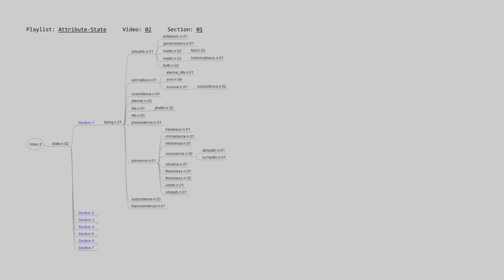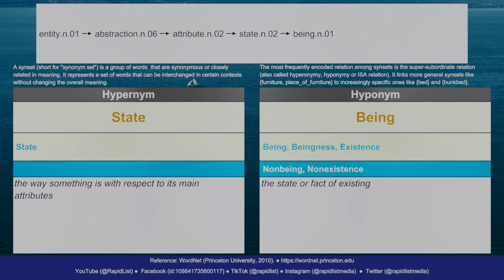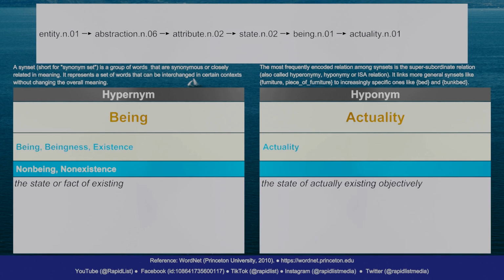Section 1. In this section, we will explore being, or the state or fact of existing. State. The way something is with respect to its main attributes. The current state of knowledge. Being. The state or fact of existing. The point of view gradually coming into being. Actuality. The state of actually existing objectively. The hope that progressed from possibility to actuality.